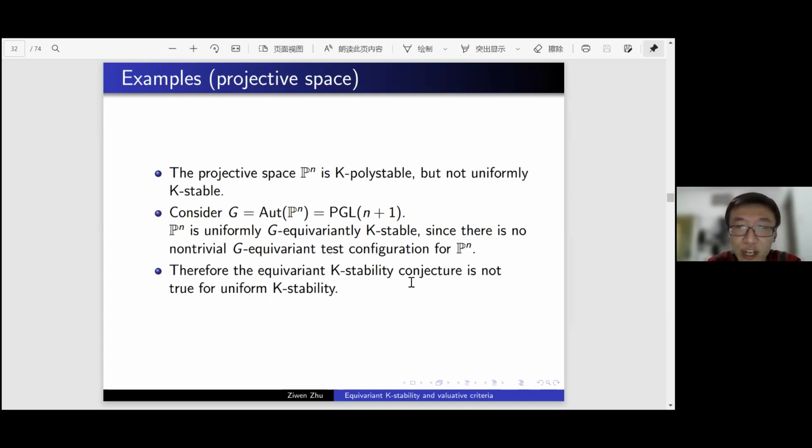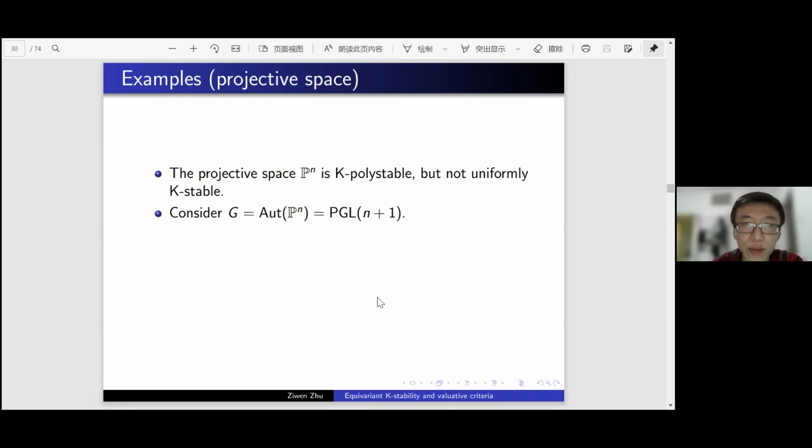So uniformly G-equivariantly K-stable implies G-equivariantly K-stable, and then G-equivariantly K-polystable, and then applying the equivariant K-stability conjecture, we can see that the projective space is K-polystable. So this is another way of proving that the projective space is K-polystable. And we also see from this example that the K-stability conjecture is not true for uniform K-stability.